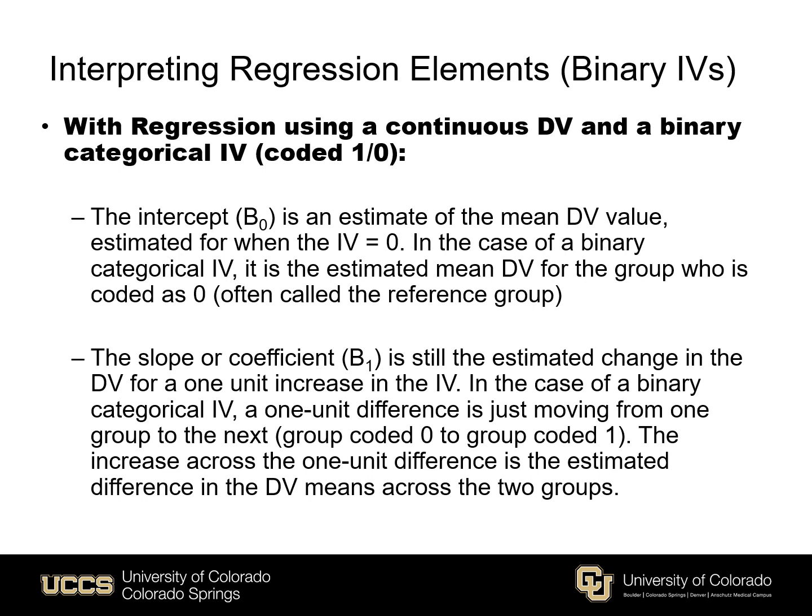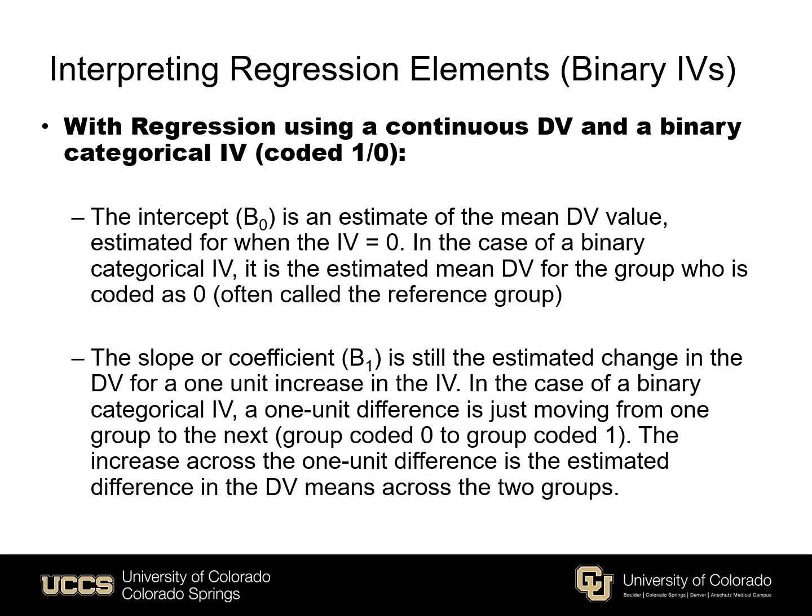So the intercept value, B0, it's an estimate of the mean dependent variable value when the single independent variable or all the independent variables are equal to 0. In the case of a binary categorical independent variable, it's going to be the estimated mean dependent variable for the group of folks who are coded as 0 on that binary variable. And we call that group of folks the reference group.